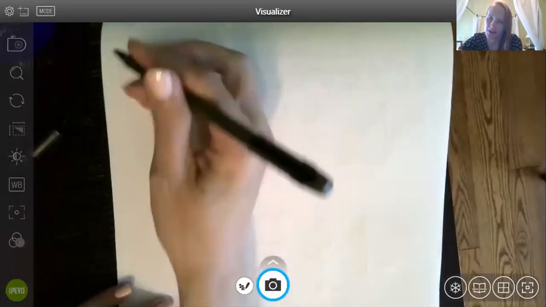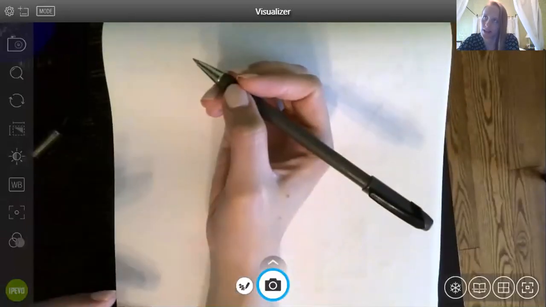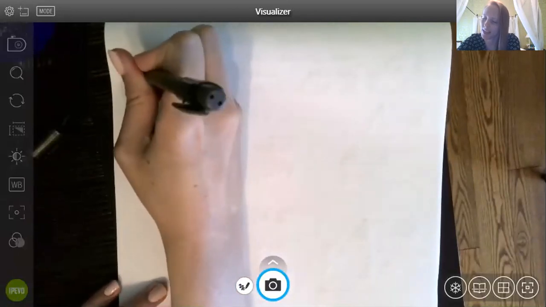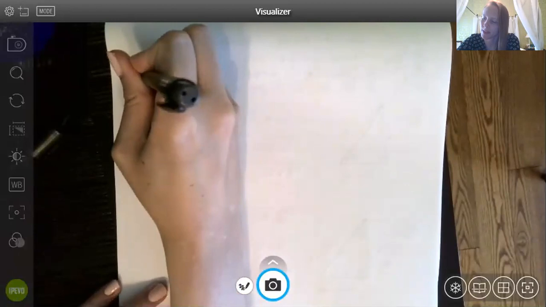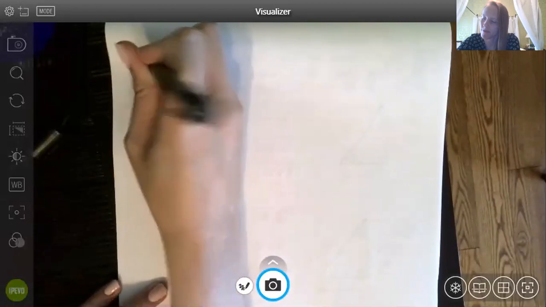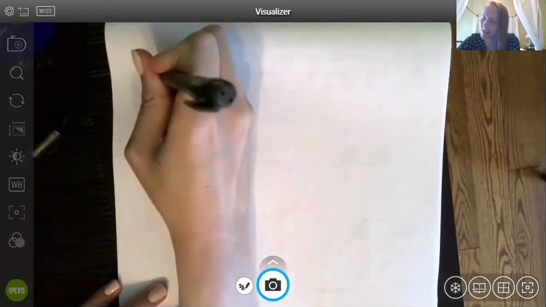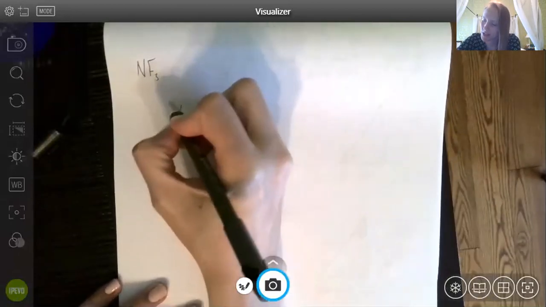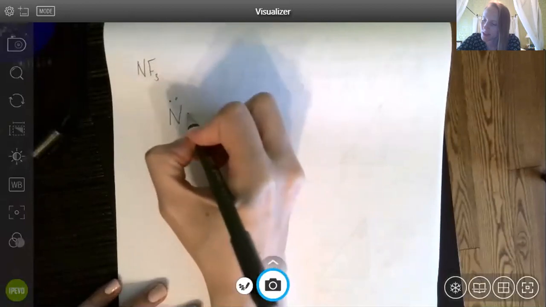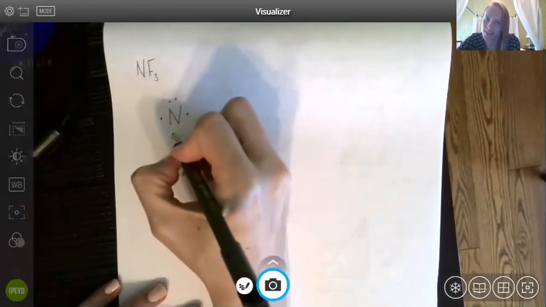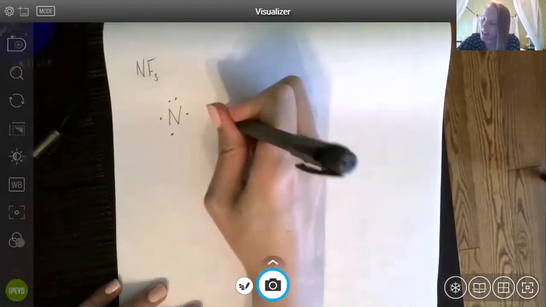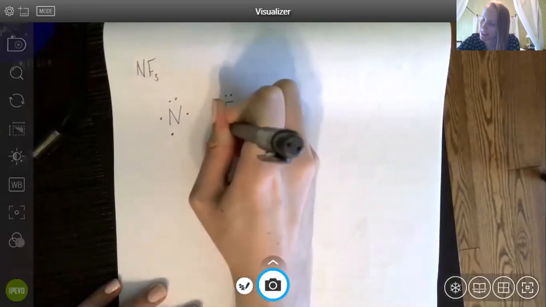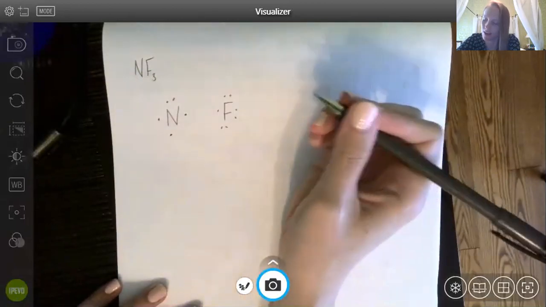Okay, so for example, if we were going to draw a diagram for, let's say, nitrogen trifluoride, I would draw my nitrogen, which has 5 valence electrons because it's in the 15th column. And then my fluorines have 7 valence electrons because they're in the 17th column.